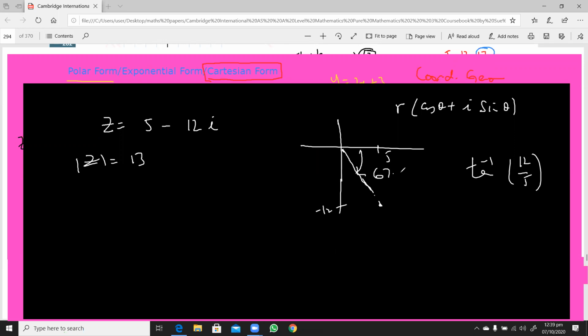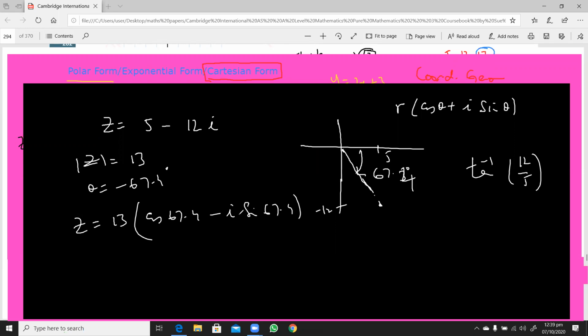Okay, so this is 67.4 degrees. So this is going to be 13. Theta is minus 67.4 degrees. So I will write this quickly as 13 (cos 67.4 minus iota sine 67.4). Why did I write minus, and why didn't I use that minus over here? Let me, there's less than 1 minute.